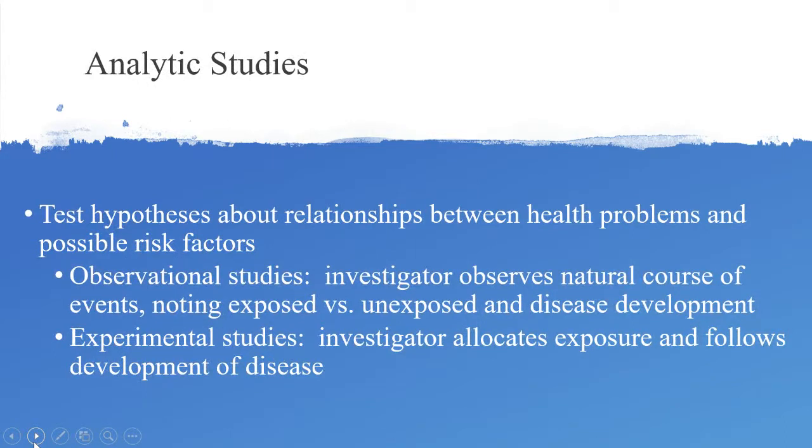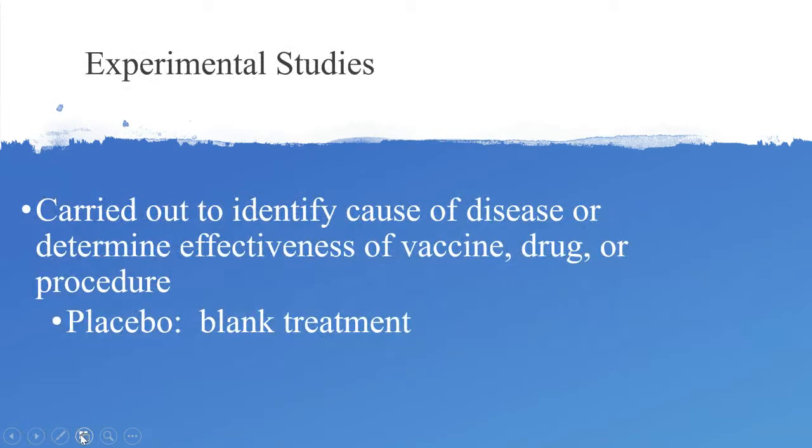For analytic studies, there are two main ways that this is carried out. One is an observational study. So investigators observe the natural course of events, noting who's exposed versus who's not exposed, who's getting sick versus who is not getting sick. Experimental studies are when investigators or scientists allocate exposures and follow the development of the disease. So in experimental studies, it's really done to identify the cause of disease or to determine how effective a vaccine, a drug, or prevention procedure is.